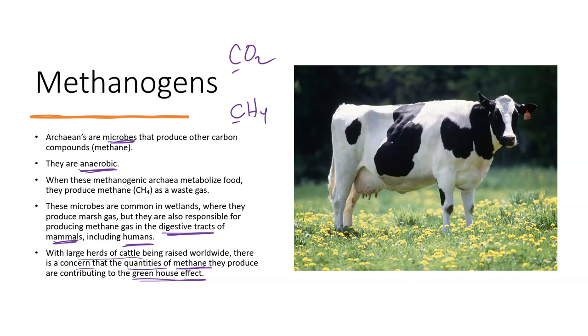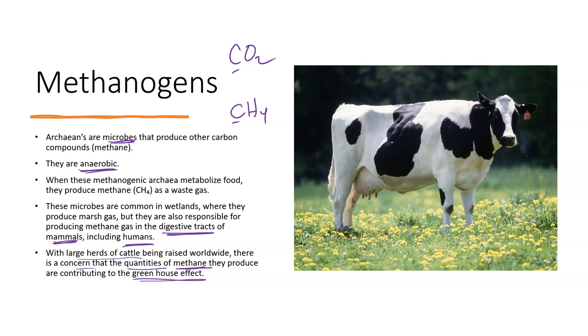If all of these cattle have large numbers of methanogens in their guts and digestive tract, as well as humans, and the human population continues to grow and we need more and more beef production, then the number of cows that we herd obviously grows. And so with all of these methanogens, we're creating more and more methane, which is leading to, in their mind, a bigger global warming issue.